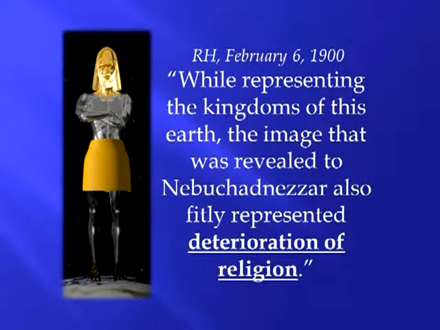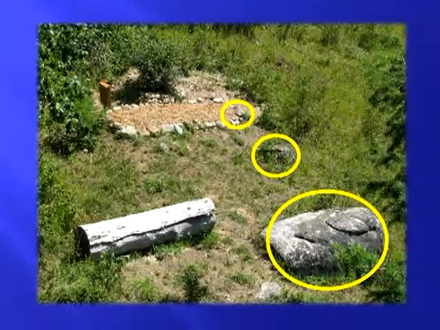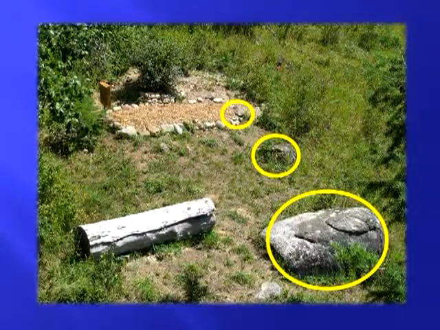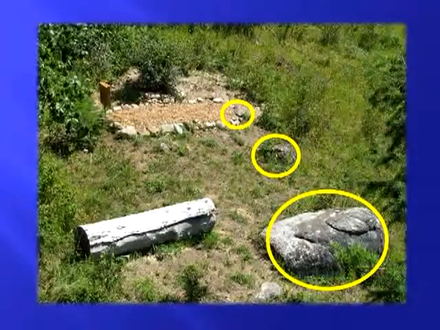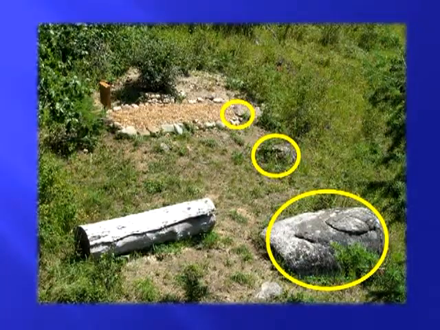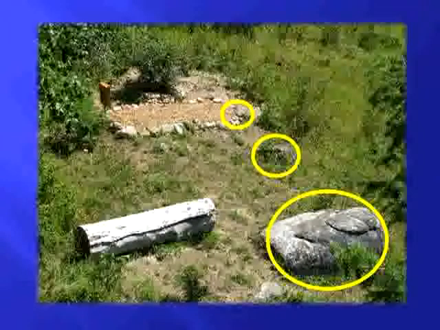Now, according to Daniel, the stone that hit the image on the feet, what was its characteristics? It was cut out of the mountain without hands, but what did it do? It grew and became a mountain and filled the whole earth. This is a picture of the grave. And if you'll notice, in a straight line, there's stones that grow in size until it fills this whole mountain that this grave is resting on. So Nebuchadnezzar's dream in Daniel 2 literally is shown in Trenton's death, where he was buried.